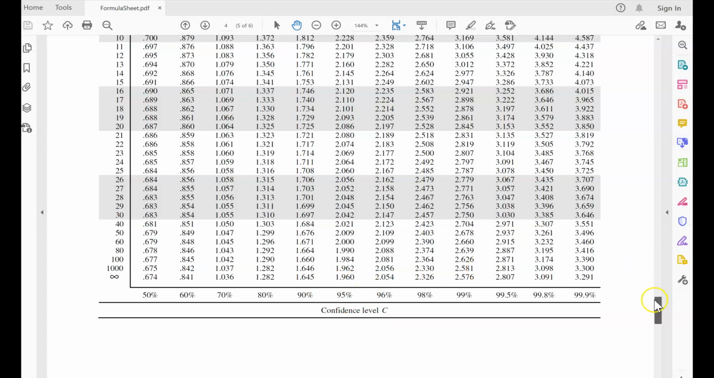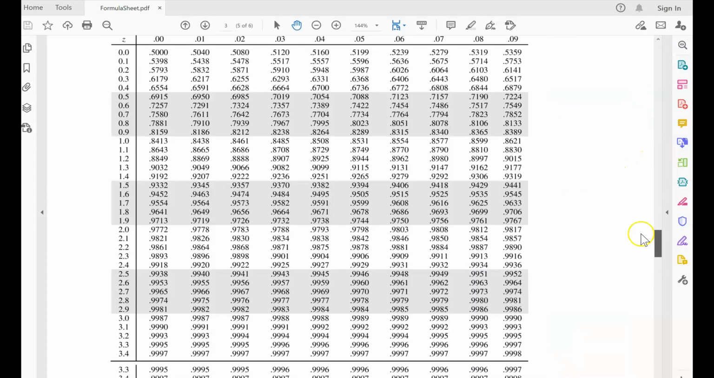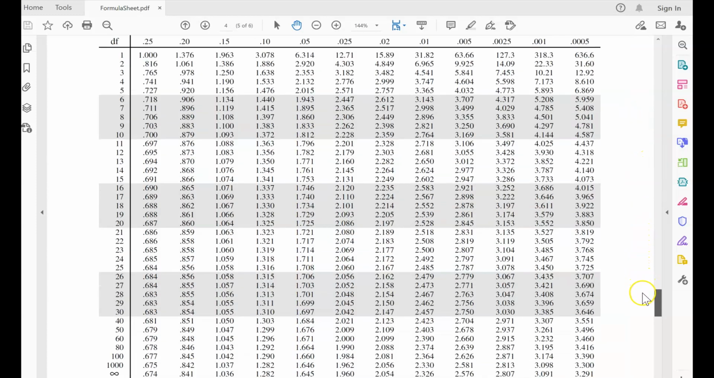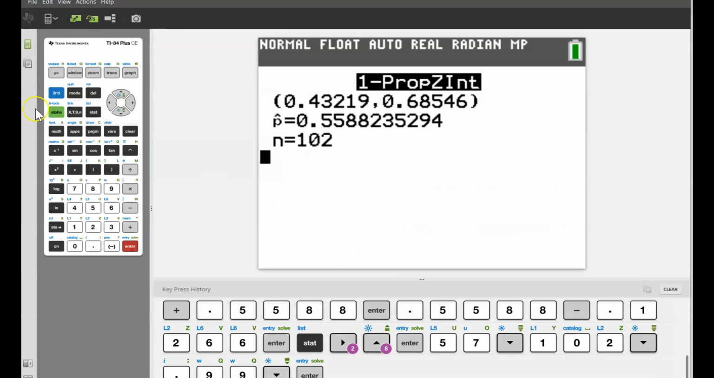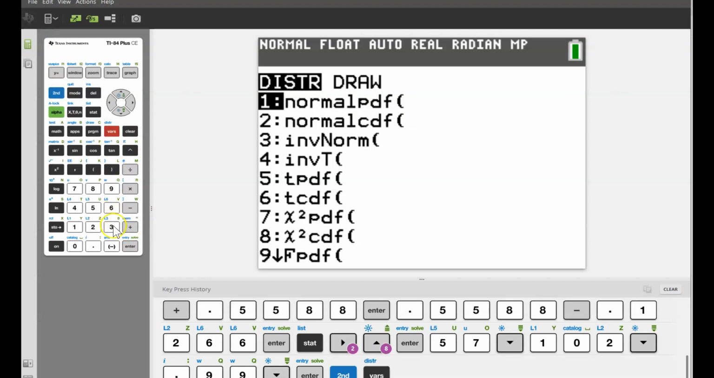Remember, you have to go to the t distribution for this. Don't look for this in that z distribution. And t will be familiar to you by the end of this chapter because we will use it for means. So here's 95% and 1.96. If you didn't know to do that, we can just go second vars and do our inverse norm.